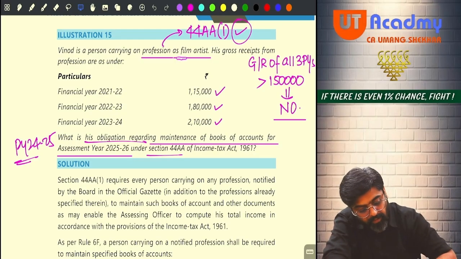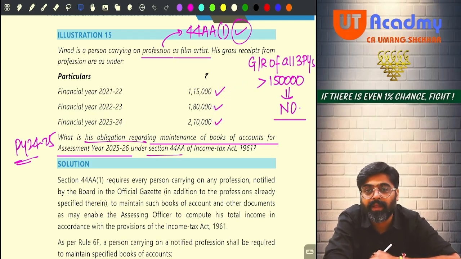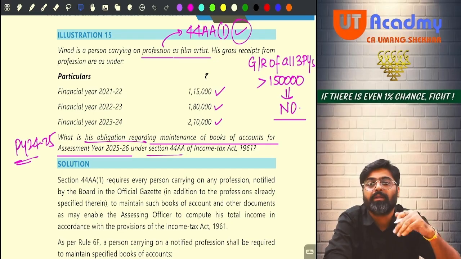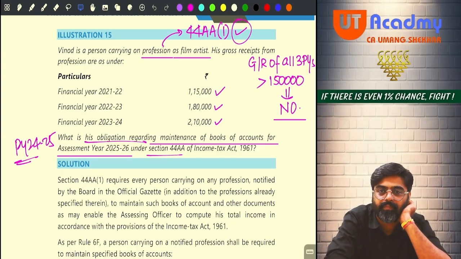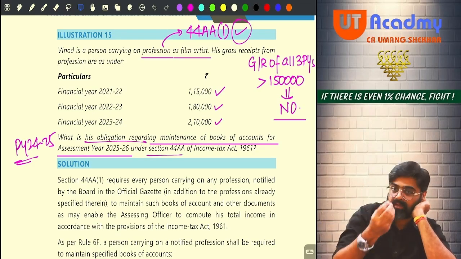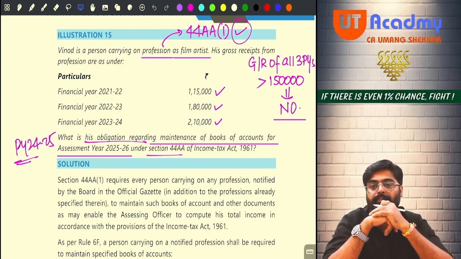Now see, he is a film artist. His gross receipts from the profession are, last year it was 2,10,000. The year before it was 180. Both the years more than 150. But can you say the earlier year it was only 1,15,000? Not more than 1,50,000. So for all the 3 years, are the gross receipts more than 1,50,000? No. And if it is not expected also in this year that it will go beyond 1,50,000. If in the last 3 years it is not more than 1,50,000, but it is expected that in this year it will be more than 150, then compulsorily maintain prescribed books.